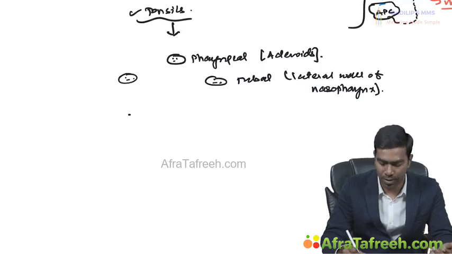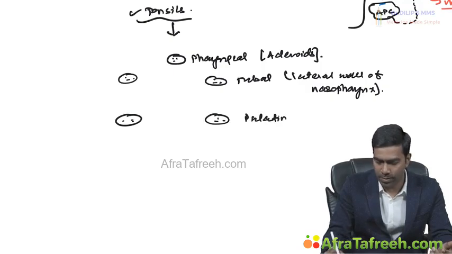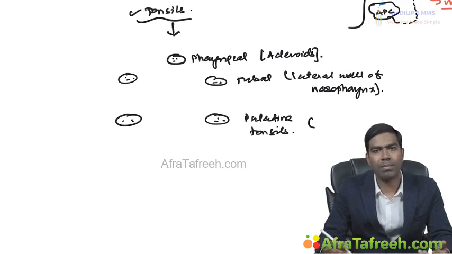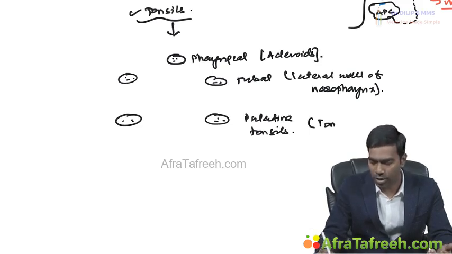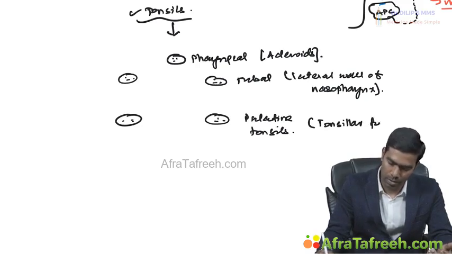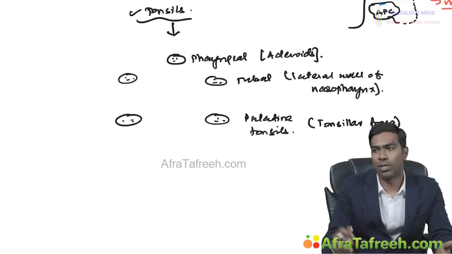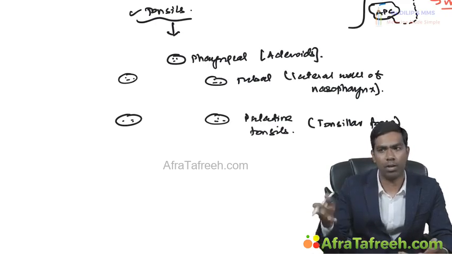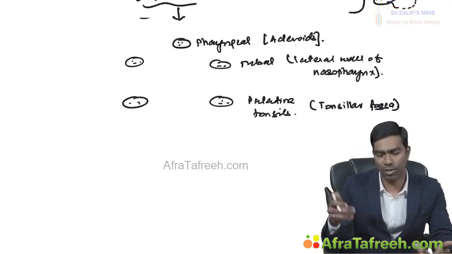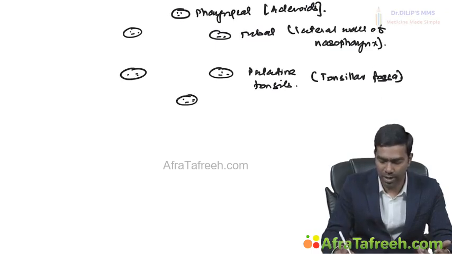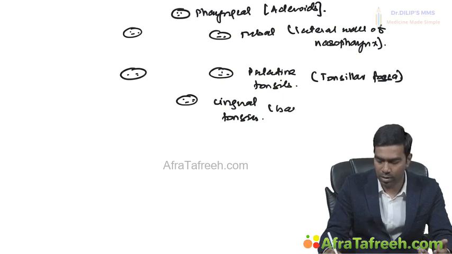This is simple anatomy. And then you have the palatine tonsils. Remember, these are present in the tonsillar fossa, between the palatoglossal arch and the palatopharyngeal arch. That is where you see the palatine tonsils. And finally, in the lower area, you see the lingual tonsils, which are seen in the base of the tongue.